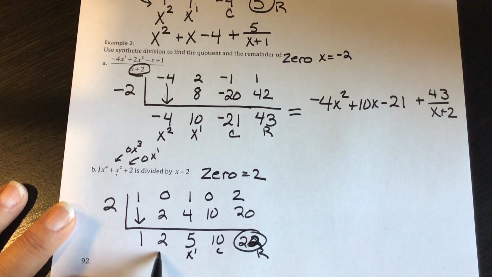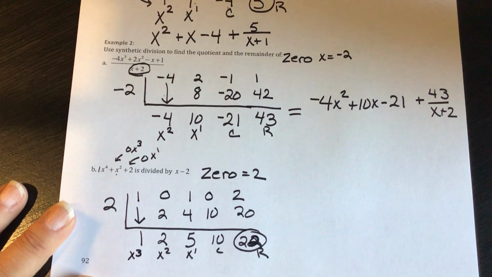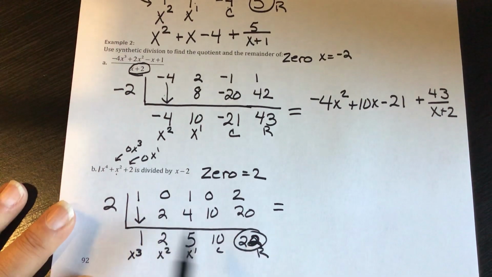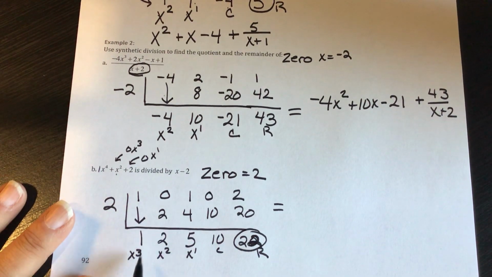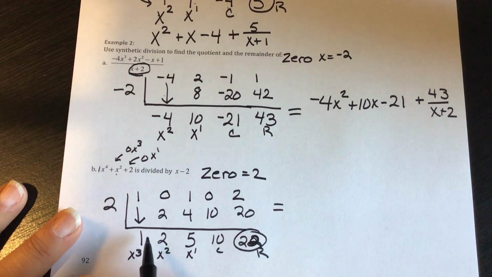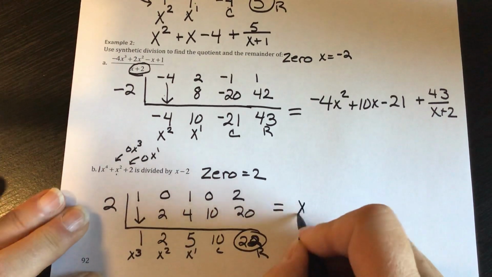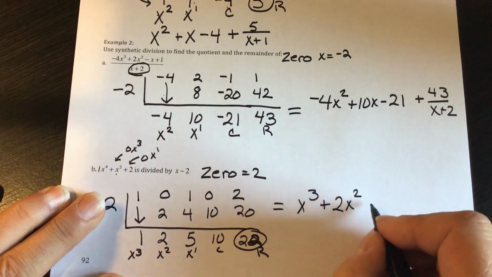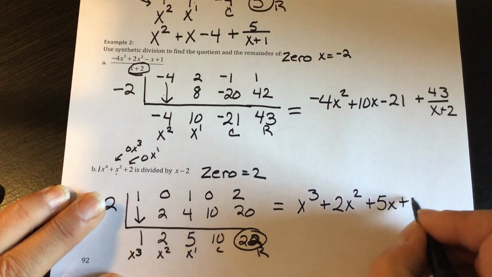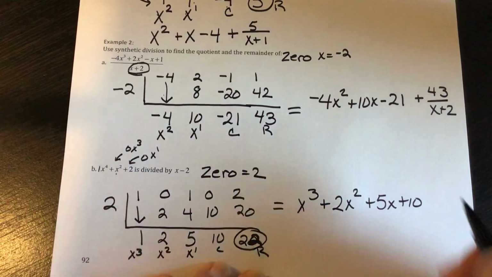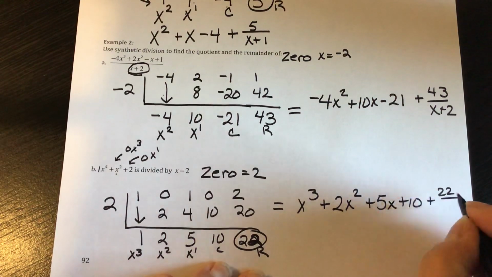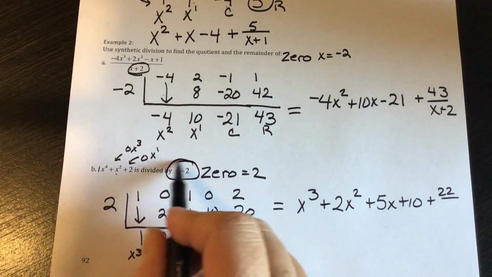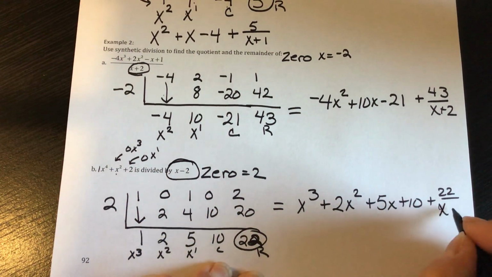Constant, x to the first, x squared, x to the third. So my answer, and I do want you to write this out. I don't want you to leave it for me to determine what you intend it to be. So this is 1x to the third plus 2x squared plus 5x plus 10 with a remainder of 22. And it's not over 2, it's over what we're dividing by, which is x minus 2.